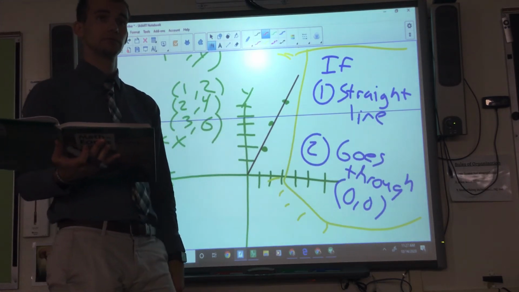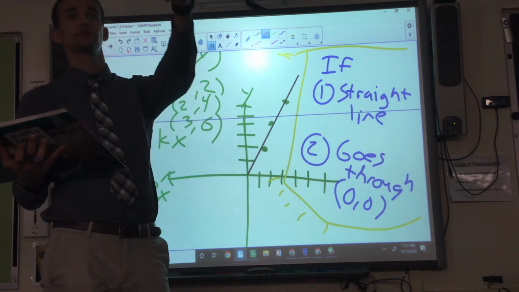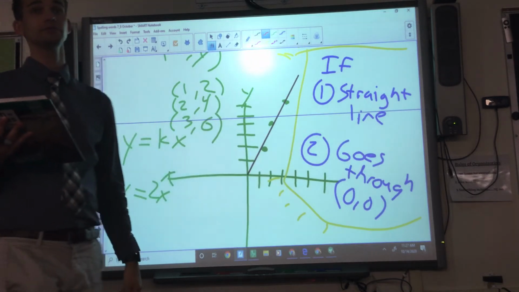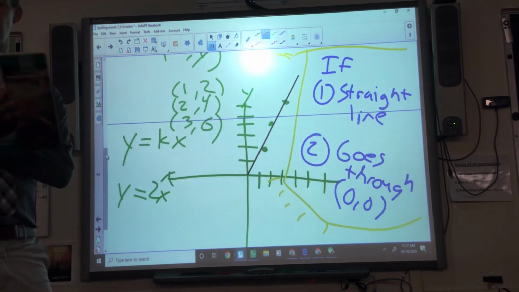She says yes. What do you say? Why do you say no? Because it's not a straight line. Not a straight line. Does it go through 0, 0? Yes, it does, but it's not a straight line. Gotta have both of them.